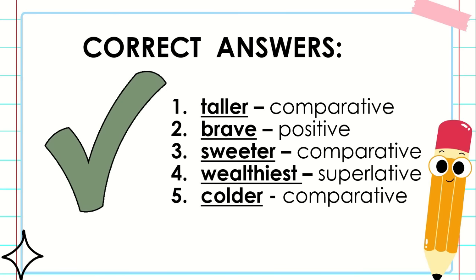Here are the correct answers. For number 1, taller, it is comparative. 2. Brave, positive. 3. Sweeter, comparative. 4. Wealthiest, superlative. 5. Colder, comparative.